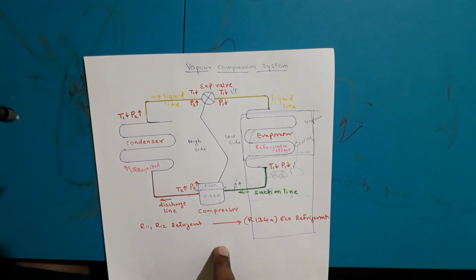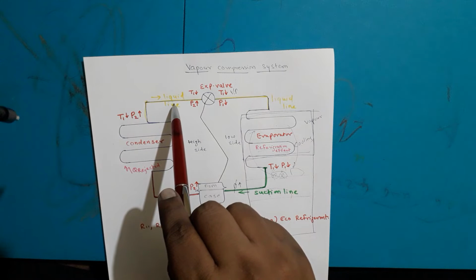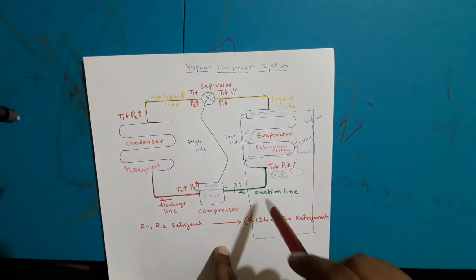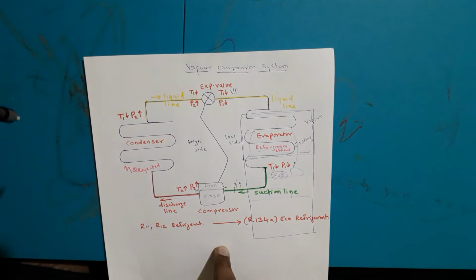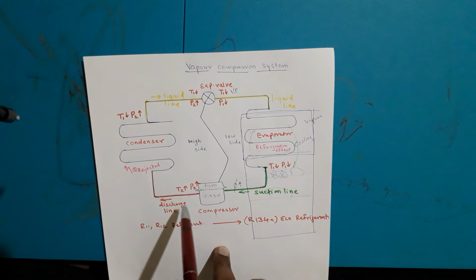Now one question will arise in your mind: why is this given red color, the liquid line yellow color, and the suction line green color? If you work in an industry, there are n number of pipelines supplying from one department to another, one section to another. It is very difficult to find out which is the condensing unit, which is the liquid line, and which is the suction line. That's why the color code system is given here.